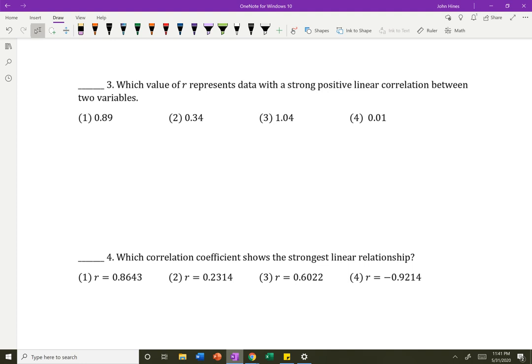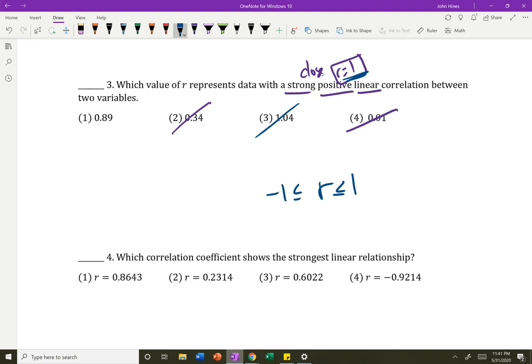Which value of R represents a strong positive linear correlation? So I want strong. That means I want to be close to R equals 1. Remember, 1 is perfect. 1 is perfectly strong. So definitely not 0.1, definitely not 0.34. So do I go with 0.89 or 1.04? Well, remember, R cannot be bigger than 1 or negative 1. R is trapped between negative 1 and 1. You can't be outside there. So that's why I have to throw out 1.04, because that's not a possible value. So 0.89 is pretty close to 1.